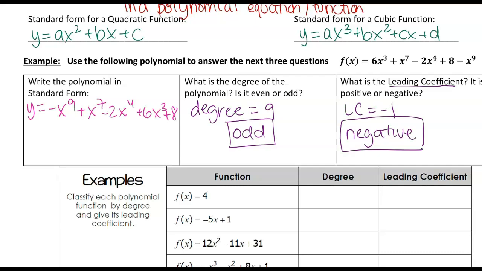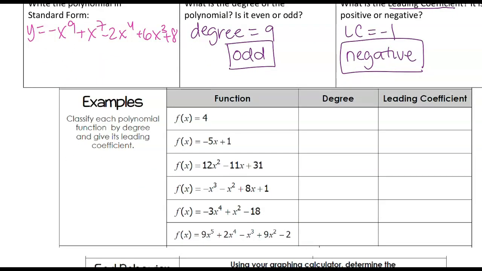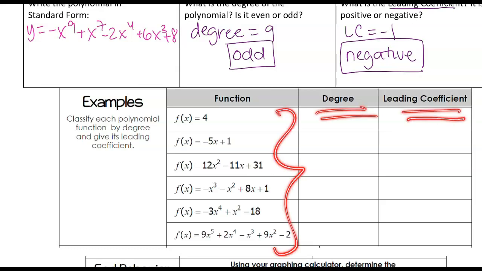These two things help us determine our end behavior. So this whole first page is just talking about your end behavior. For that little middle table that I have right here, I want you to fill in the degree and the leading coefficient for all of those. Right now I'm going to give you about a minute. Look at all of the examples, and give me the degree and the leading coefficient for each.